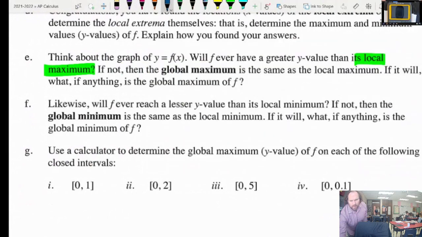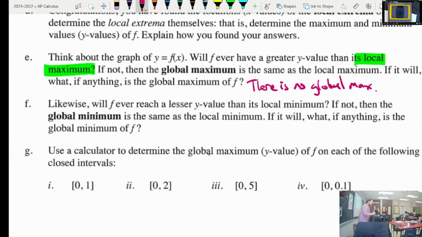The local maximum is the (0, 0) that happens in this graph, but the global maximum in this case doesn't exist. So what, if anything, is the global maximum of f? There is none. There is no global max. When I was in high school, we called it an absolute maximum.